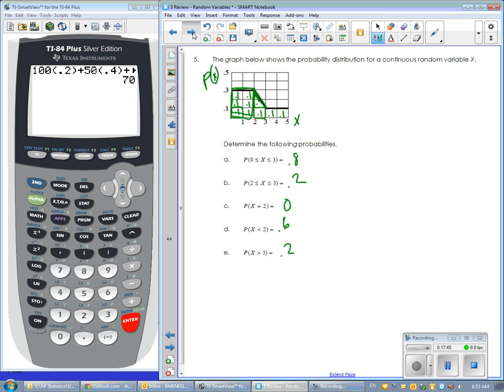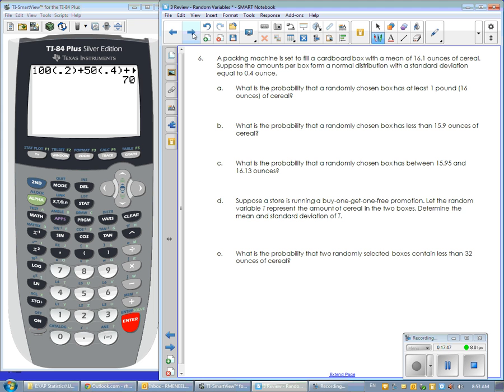In number 6, it says a packing machine is set to fill a cardboard box with a mean of 16.1 ounces of cereal. Suppose the amounts per box form a normal distribution with a standard deviation equal to 0.4 ounces. What's the probability that a randomly chosen box is at least 1 pound or 16 ounces of cereal? So if we let x represent the amount of cereal in the box, or the number of ounces, we're told that x is a normal distribution and it has a mean of 16.1 and a standard deviation of 0.4.